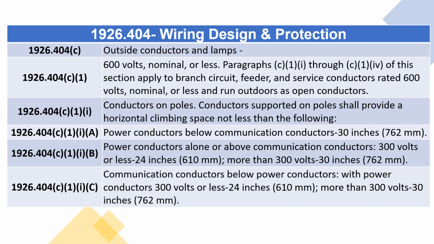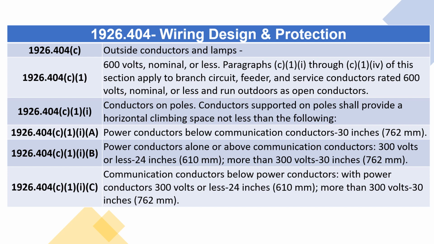1926.404(c) Outside conductors and lamps. 1926.404(c)(1) 600 volts, nominal, or less. Paragraphs (c)(1)(i) through (c)(1)(iv) of this section apply to branch circuit, feeder, and service conductors rated 600 volts, nominal, or less and run outdoors as open conductors.